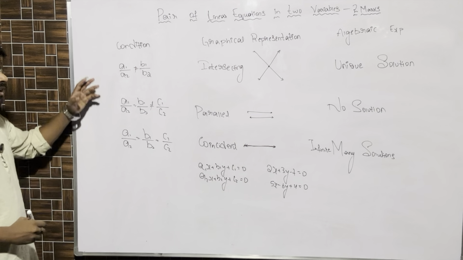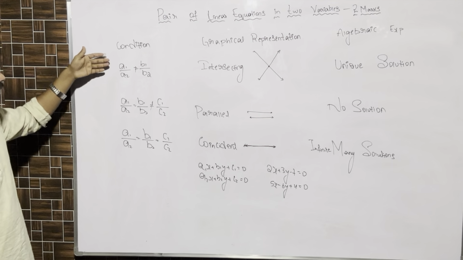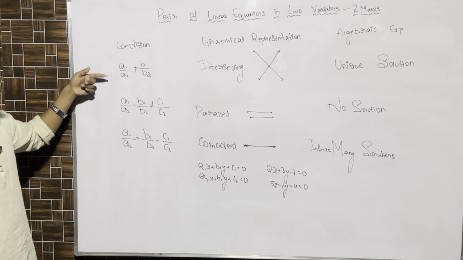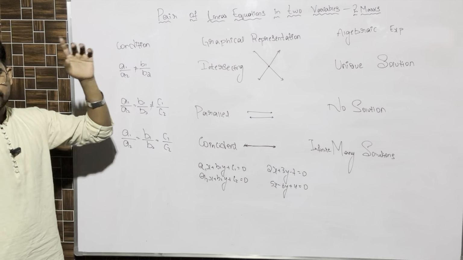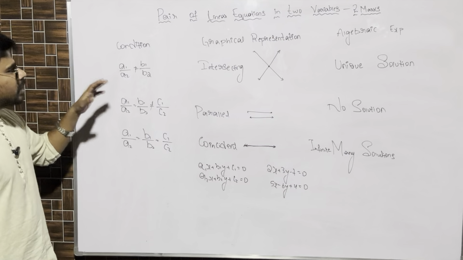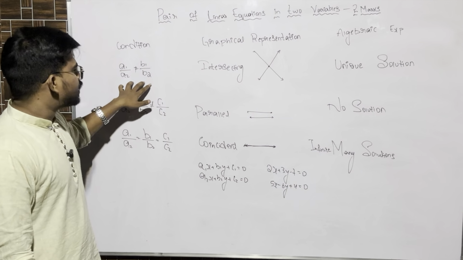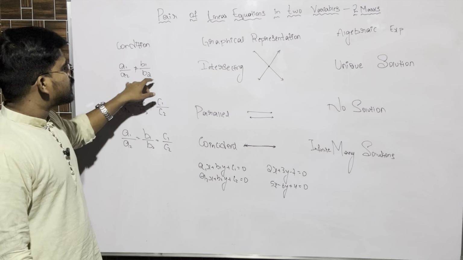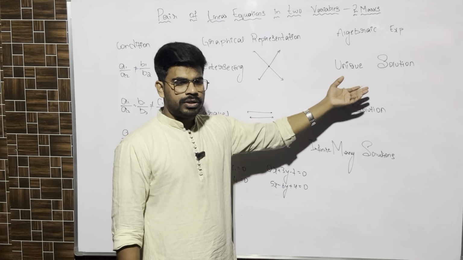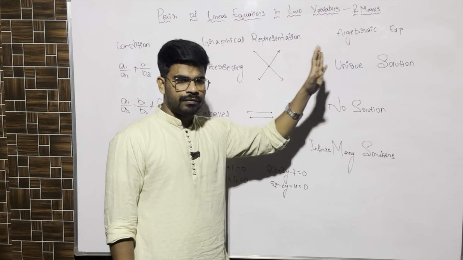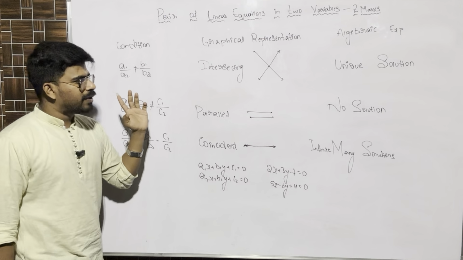That's how we have to compare two lines and find the values of A1, B1, C1, A2, B2, C2. After we have these values, we have to check the ratio of A1 by A2, B1 by B2. If they are not equal, then the lines are intersecting and the solution is a unique solution. Now in the question, this condition we have to remember: graphical representation will be intersecting and unique solution. Just keep in mind the condition A1 by A2 is not equal to B1 by B2.